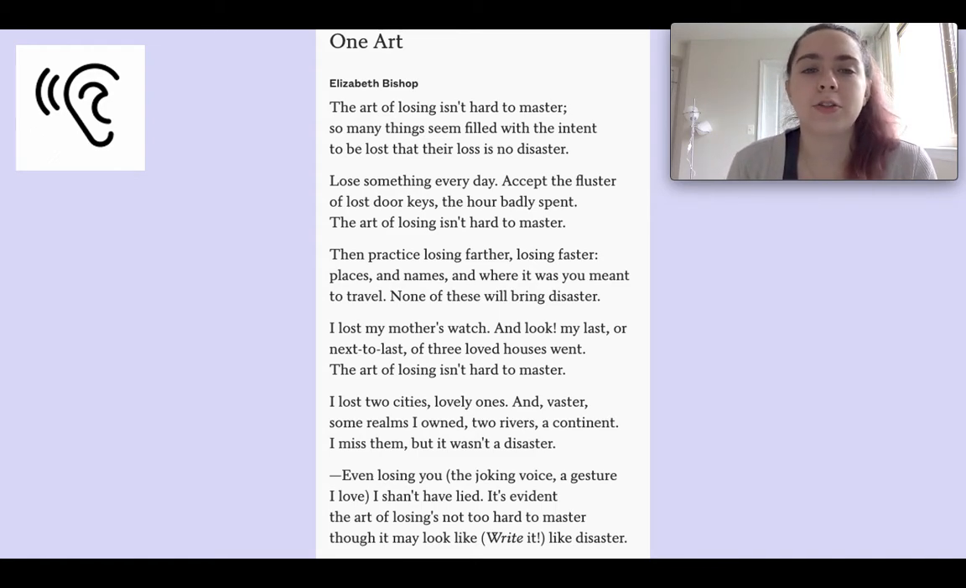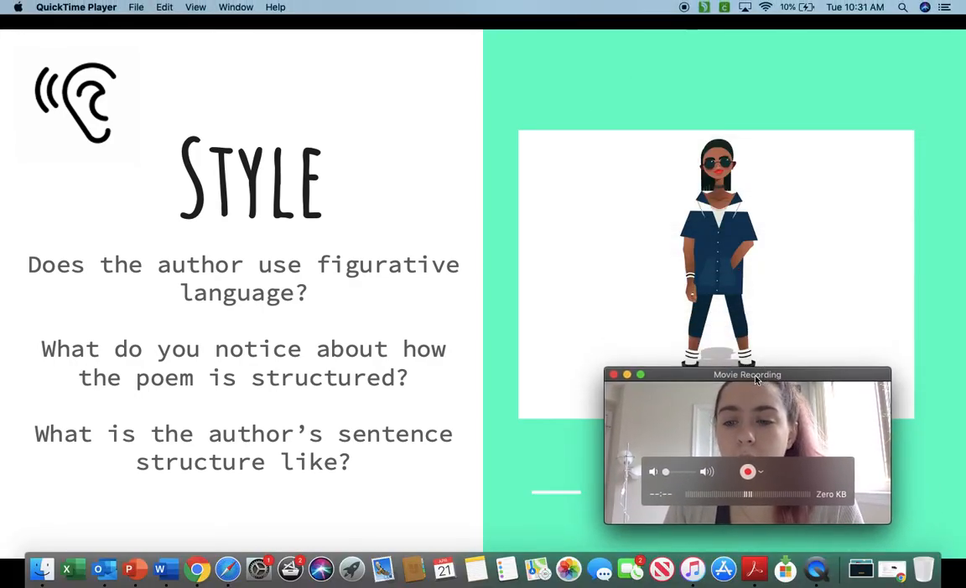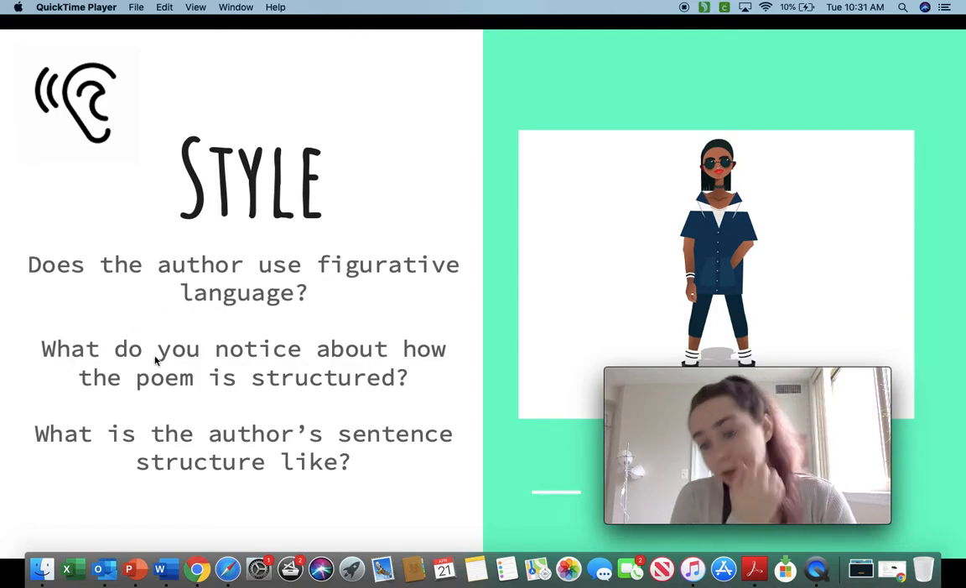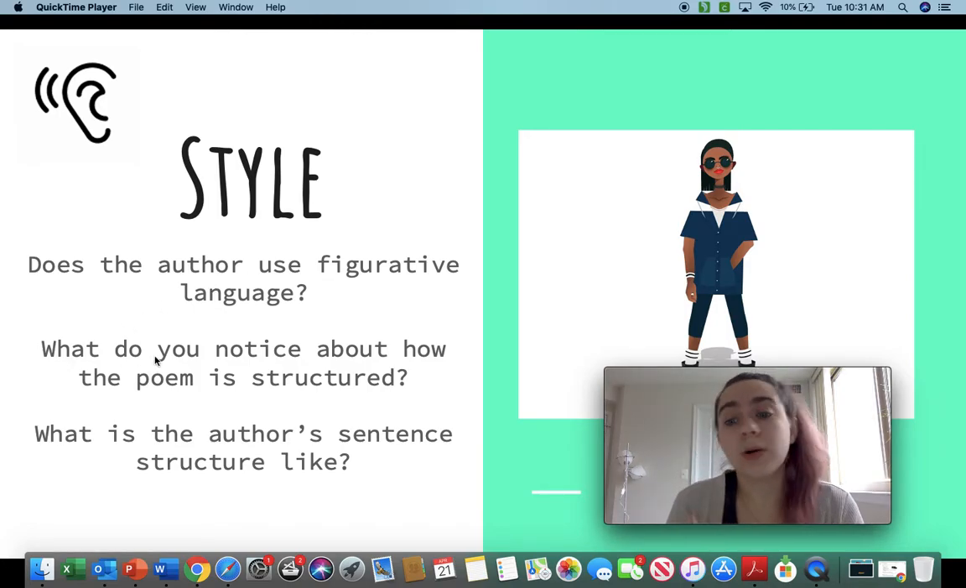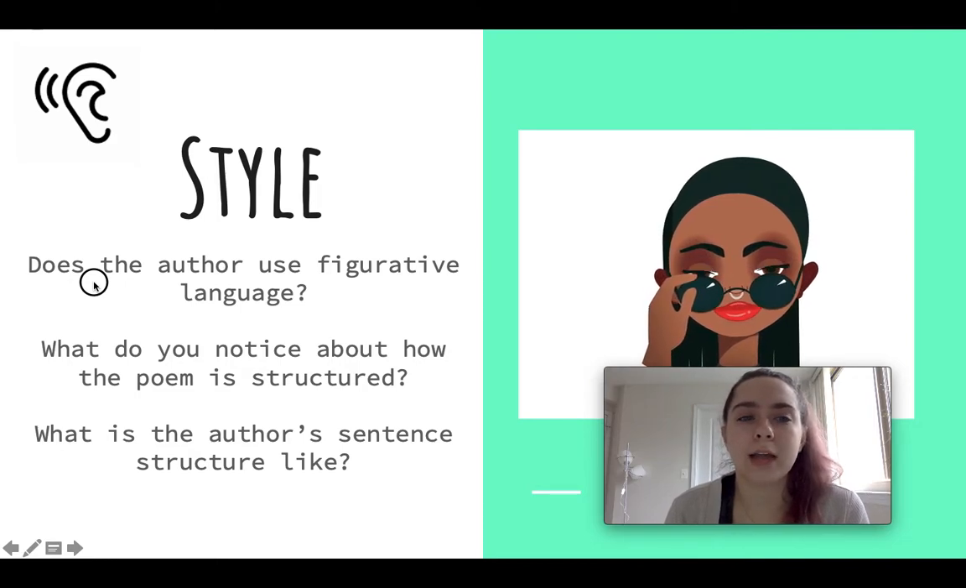Our next step is to start our style analysis. So, a quick recap of what we're talking about when we talk about style in poems. We're talking about figurative language and structure, but you don't necessarily need to focus on both of those for every poem. It's just whichever one is more important in the given poem. And in One Art, figurative language is really, really important. So that's what we're going to be focused on when we analyze style in One Art.